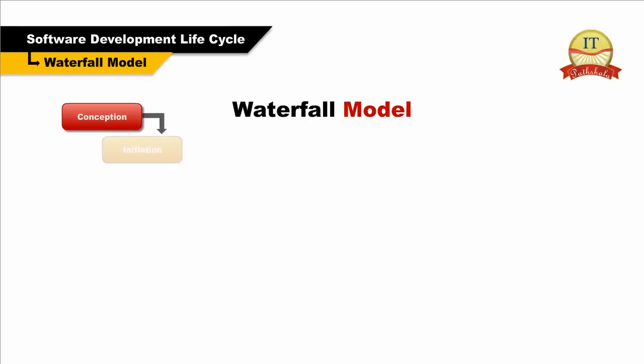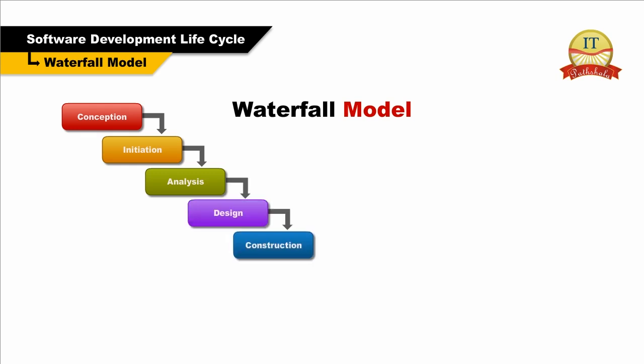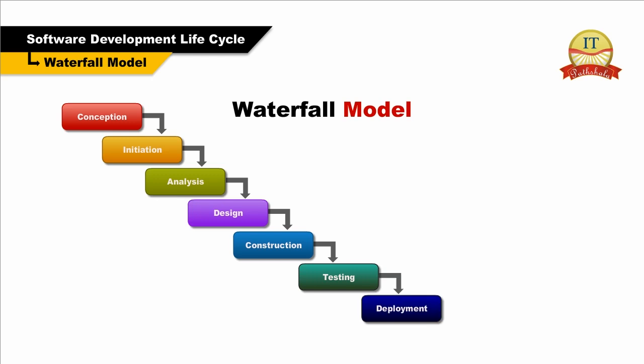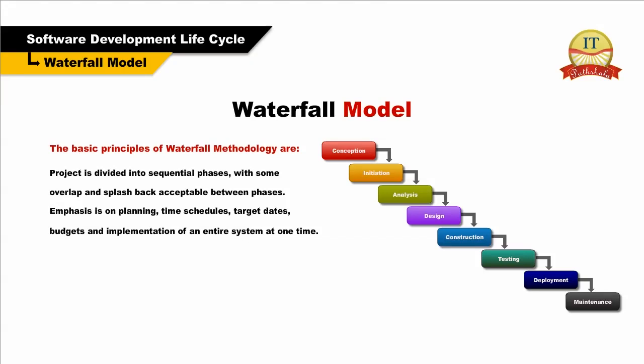Waterfall Model. The Waterfall Model is a sequential design process in which progress is seen as flowing steadily downwards like a waterfall through the phases of conception, initiation, analysis, design, construction, testing, deployment, and maintenance. The basic principles of waterfall methodology are: the project is divided into sequential phases, with some overlap and splashback acceptable between phases. Emphasis is on planning, time schedules, target dates, budgets, and implementation of an entire system at one time.